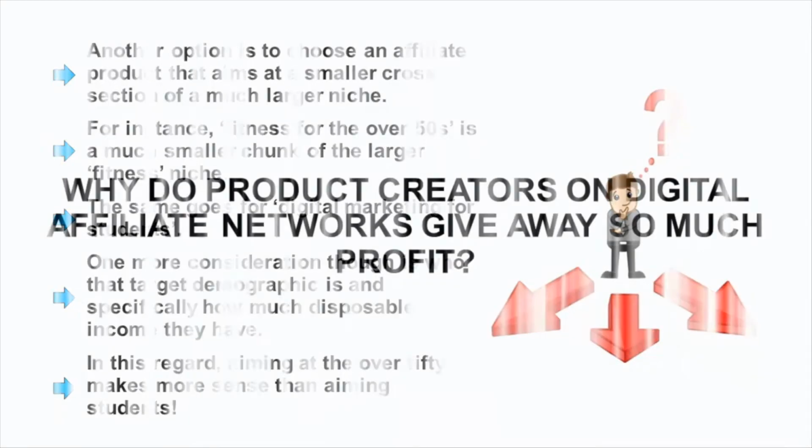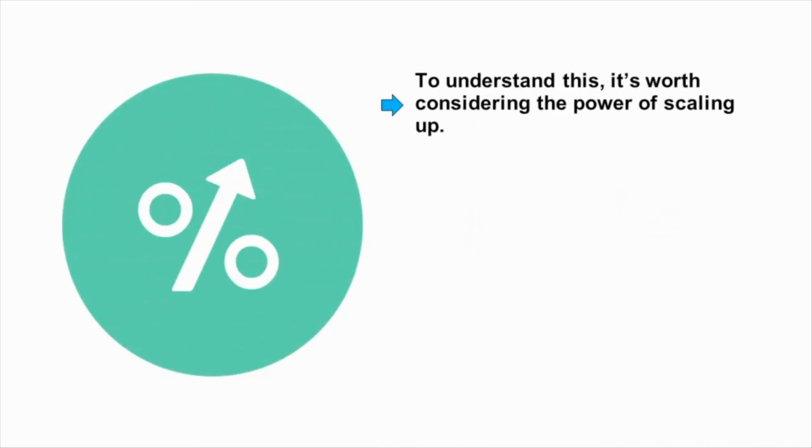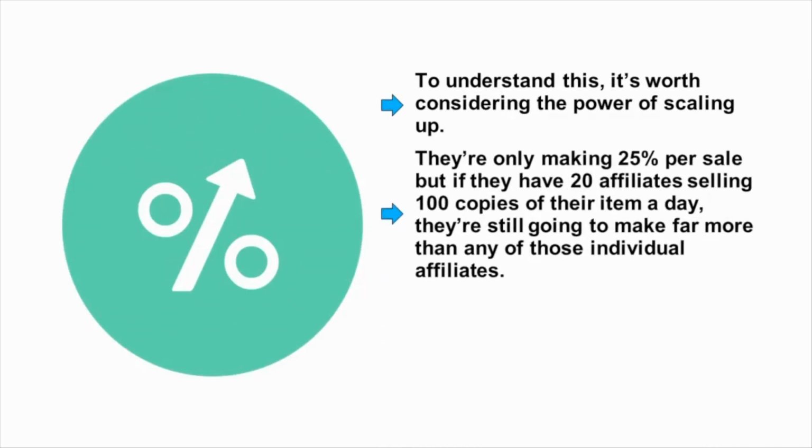Something you might be asking yourself at this point is why a digital product manufacturer would be willing to give away 75% of their profits. What's in it for them? To understand this, it's worth considering the power of scaling up. Sure, they're only making 25% per sale, but if they have 20 affiliates selling 100 copies of their item a day, they're still going to make far more than any of those individual affiliates.